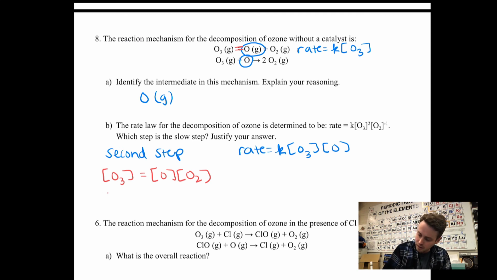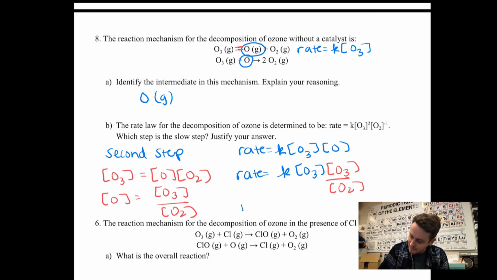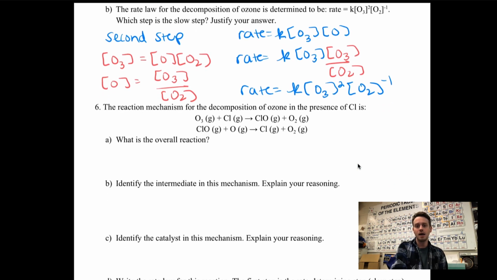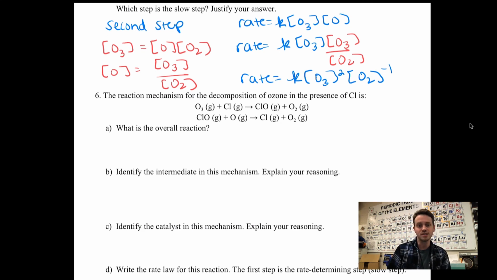I'm going to solve for the concentration of my reaction intermediate, and I end up with the O3 concentration over O2. So when I plug this in, rate is equal to k times the concentration of O3 times the concentration of O3 over the concentration of O2. If I rewrite this, rate is equal to k times the concentration of O3 squared times the concentration of O2 to the negative 1 power, since O2 is in the denominator. So that is consistent with the second step. That's the rate law for the second step being slow, and that is the rate law of the reaction. So it ends up working out.